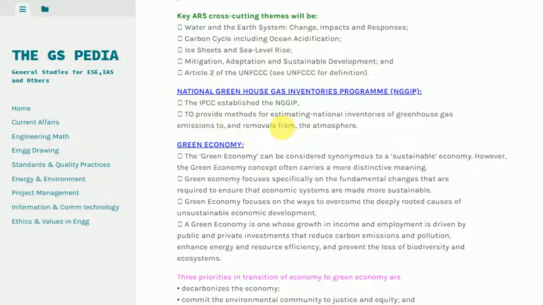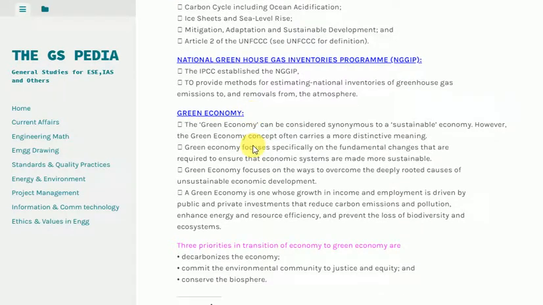Green economy. The green economy can be considered synonymous to a sustainable economy. However, the green economy concept often carries a more distinctive meaning. Green economy focuses specifically on the fundamental changes that are required to ensure that economic systems are made more sustainable. Green economy focuses on the ways to overcome the deeply rooted causes of unsustainable economic development.